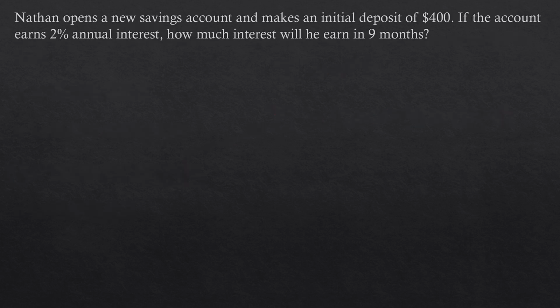All right, our next problem says that Nathan opens a new savings account and makes an initial deposit of $400. If the account earns 2% annual interest, how much interest will he earn in 9 months? So here's where we're given a unit of time for T, but it's not in years, it's in months. So let's first start by writing out our formula. I = PRT. Okay. So I know he makes an initial deposit of $400.